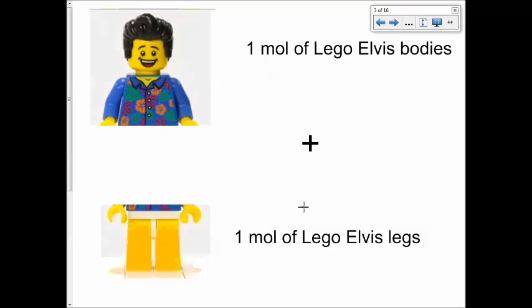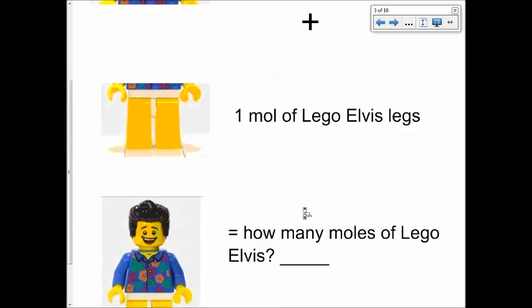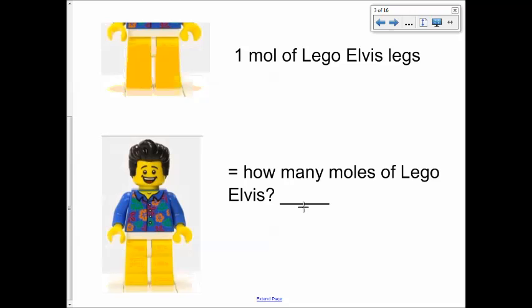Let's play another game. If I have a mole of Lego Elvis bodies, and then I have a mole of Lego Elvis legs, how many total moles of Lego Elvises did I make? 1. I still only have 1 mole of Lego Elvis. I just took 2 things and combined them together. So you still only have 1 mole of Lego Elvis.